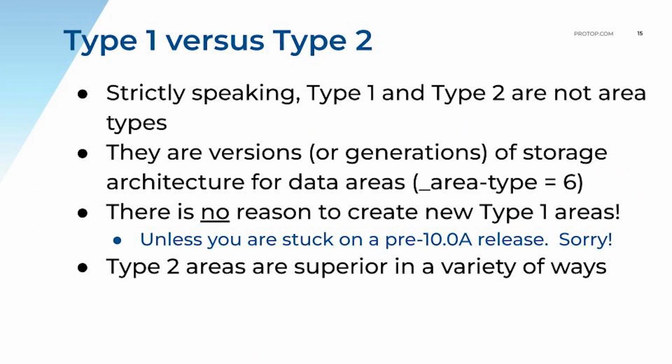Okay, now let's look at some of the differences between type 1 and type 2 data storage areas. Strictly speaking, these are not storage area types. You can think of them as versions or generations of data storage area and the architecture within them. You should never create type 1 areas if you have the choice. If you're on V9, sorry, you're out of luck. But if you can create a new area as type 2, you should. If you take one thing away from this talk, that's it. Don't use type 1. Type 2 is superior in every way.